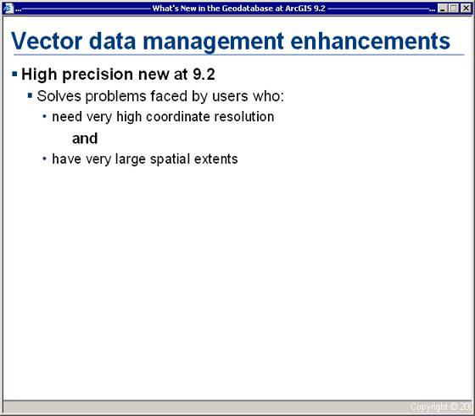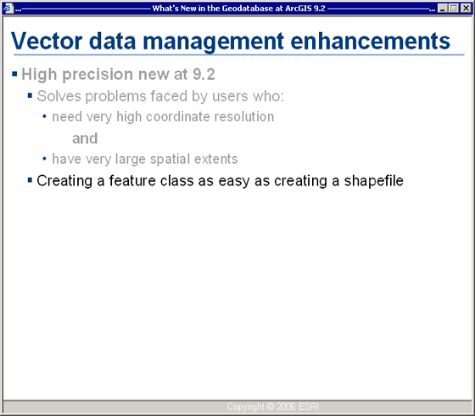So the next topic we're going to talk about is the new high-precision storage at 9.2. In prior versions of the geodatabase, it was important when creating new feature classes that users specified the spatial extent and coordinate resolution of the class. This was often not a straightforward process, and if the data required a very high coordinate resolution and had a large spatial extent, users would frequently receive out-of-bounds errors. At 9.2, the new high-precision data storage solves this problem by choosing smart defaults for these parameters, making creating a feature class as easy as creating a shapefile.